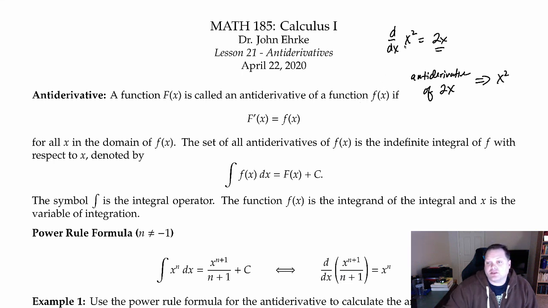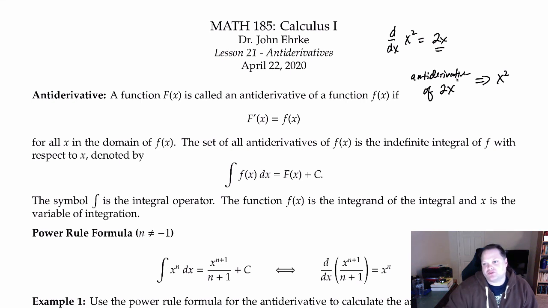In other words, if you take the derivative of x squared and get 2x, then to go backwards requires the antiderivative. That's sort of the opposite here. This function is the antiderivative of the function x squared because the derivative of x squared is 2x. Okay, that's just sort of the definition that we're using here.